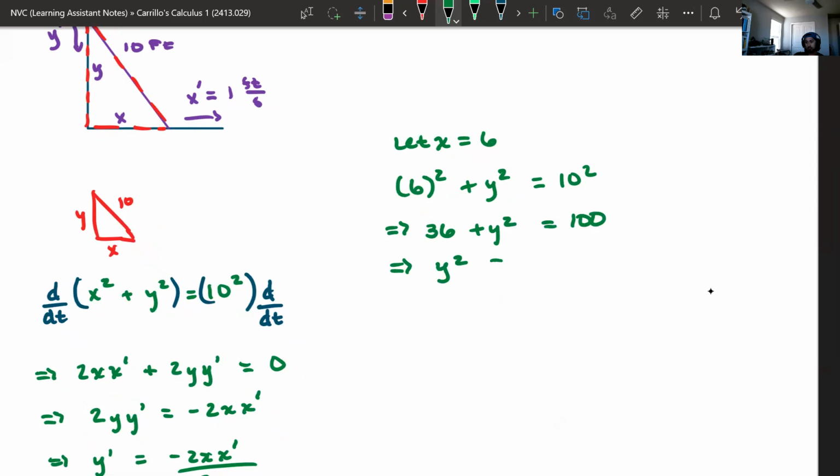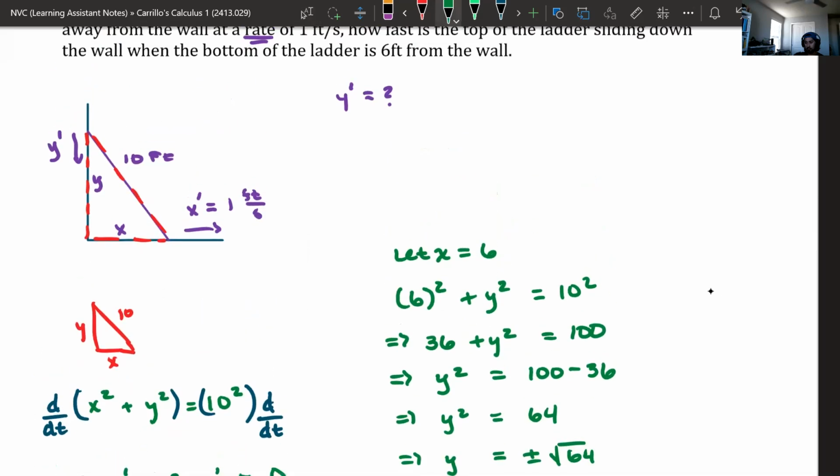Now we have y squared is equal to 100 minus 36. So now we'll have y squared is equal to 64. And then to solve for y, what am I going to have to do to both sides? Square root, right? But whenever we square root an equation, we get two solutions, right? We get a plus or minus. But remember what y is. Y represents the distance from the top of the ladder to the floor, right? So the question is, can distance be negative?